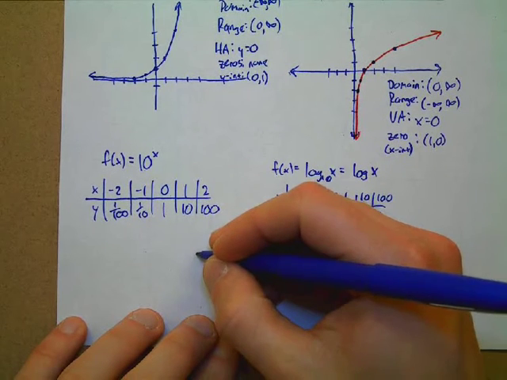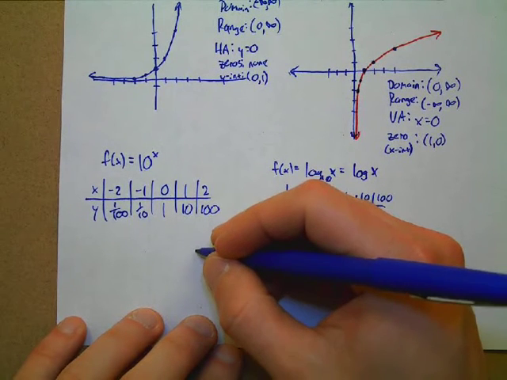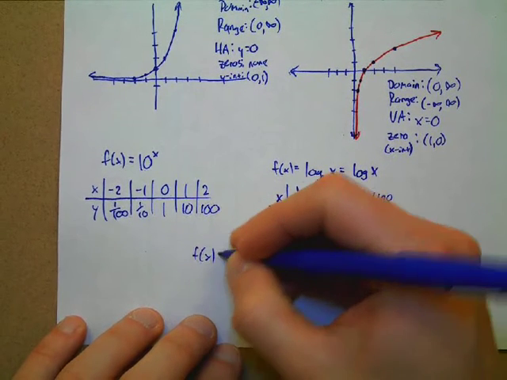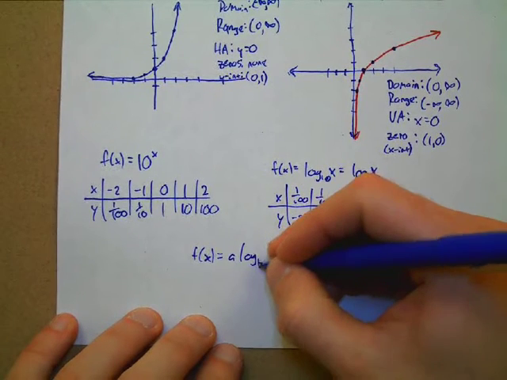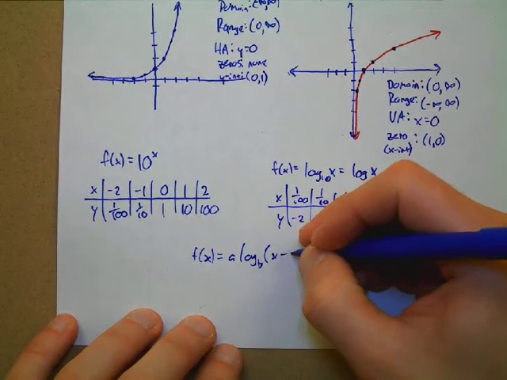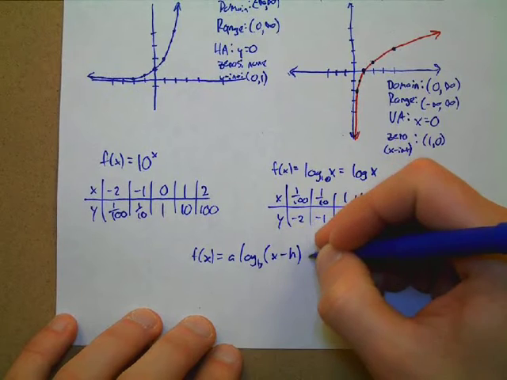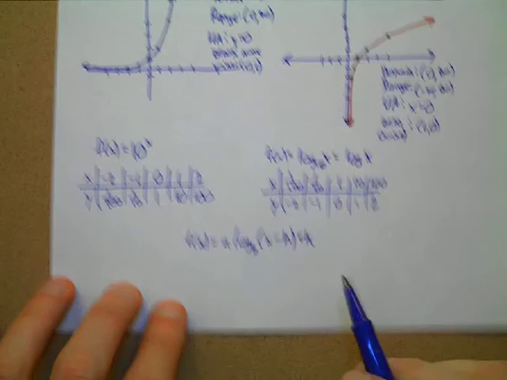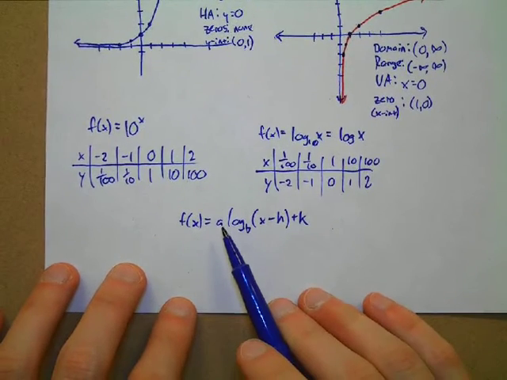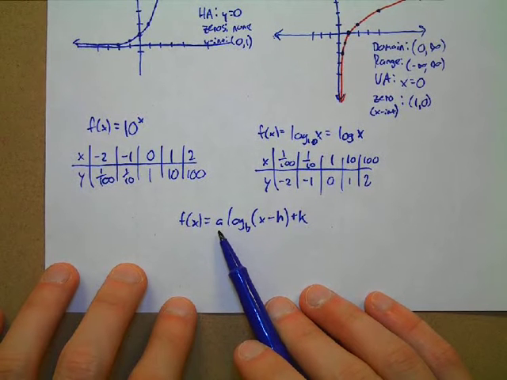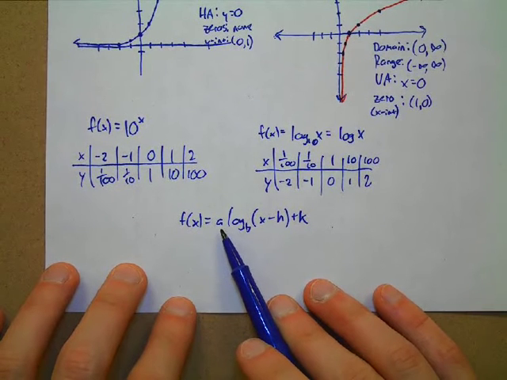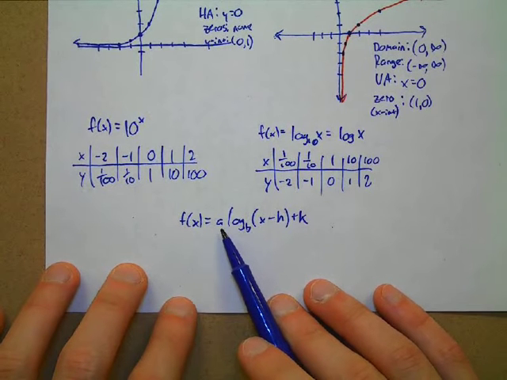Of course, with any logarithm, we can talk about transformations, right? We have a times log base b of (x minus h) plus k. I'm not even going to bother writing this out. What's a going to do to our graph? We should know this by now, right? What does a do? Stretch or shrink. If it's negative, that's also going to be a reflection over the x-axis.